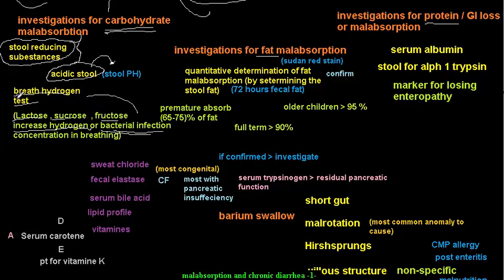So you have to check the breath hydrogen test, and if you suspect carbohydrate malabsorption, stool reducing substances will show you lactose, sucrose, and glucose, okay. So these are the specific tests to do in carbohydrate malabsorption.